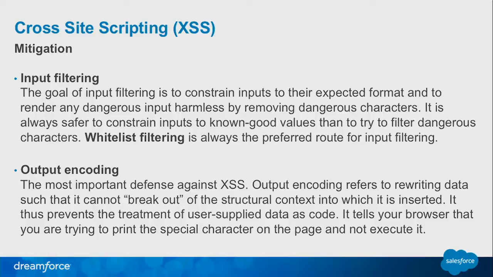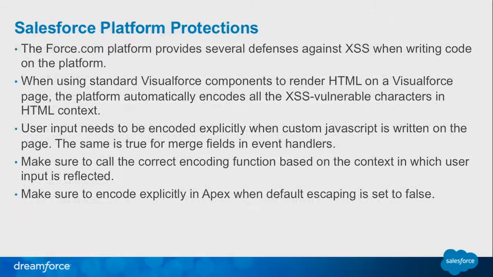So in that case, what you would do is output encoding, because output encoding is the most important defense against XSS. What that means is you're rewriting user-supplied data so that it cannot break out of the structural context that it's in, meaning you're telling the browser to treat that special character as text and not as code. So you're trying to print the special character on the page and not execute it. So again, the key to output encoding is making sure that you understand what context you're in and making sure that you're encoding correctly for that context.